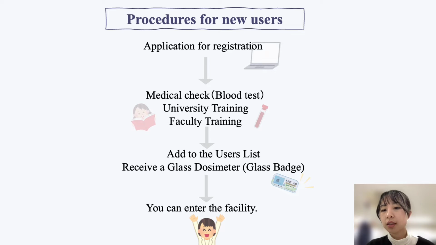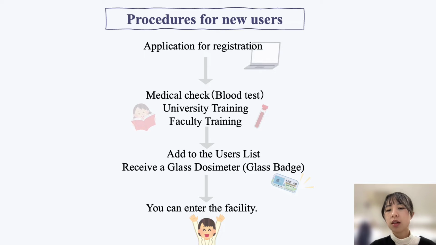Once the training is completed, you will be registered in the radiation users list and will be able to enter the room. If you want to use a facility other than our school, you only need to attend a training course at each facility to use them.